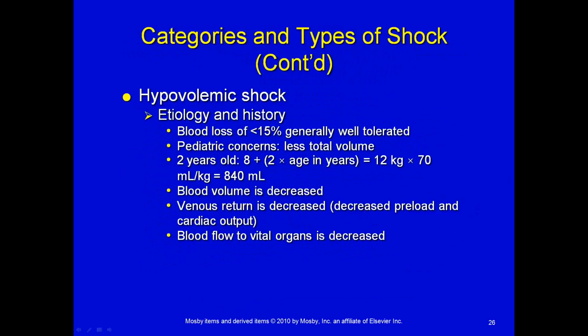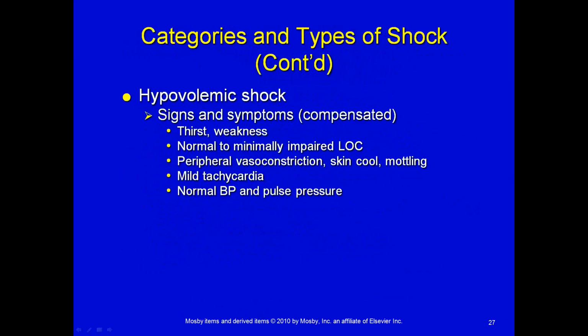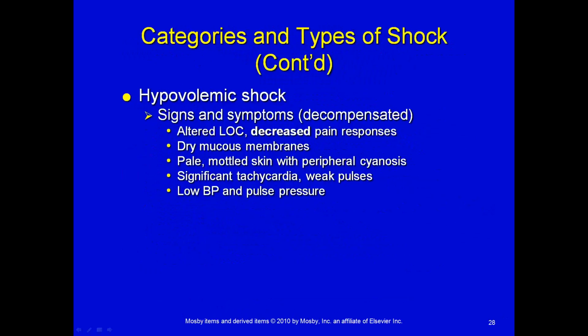When blood volume is decreased, venous return is decreased. So when preload is decreased, cardiac output is decreased, blood pressure drops, and blood flow to the vital organs is decreased. Some signs and symptoms of hypovolemic shock include thirst, weakness, normal to minimally impaired level of consciousness in the early stages of compensated hypovolemic shock. You're going to get pale, cool, clammy skin, maybe even some mottling, mild tachycardia in the low hundreds, but the blood pressure is relatively normal, and pulse pressures are relatively normal as well.